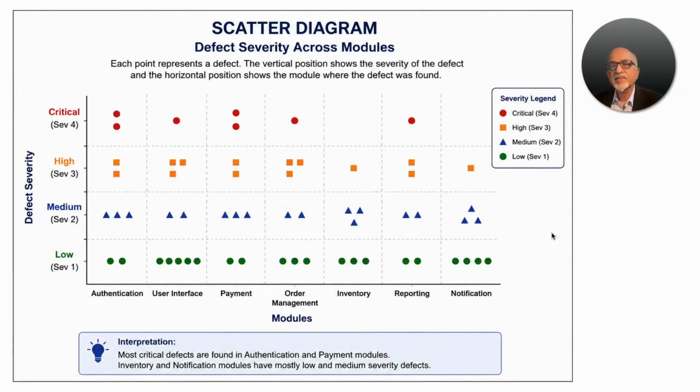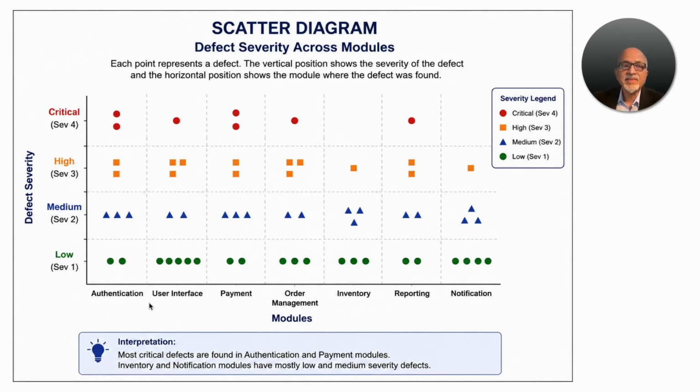Then we have a scatter diagram. We know we are getting defects, and we want to localize those defects, to find where they are originating from. Or we identified the 20% of the causes contributing to 80% of the defects, and now we want to analyze where these causes are originating.